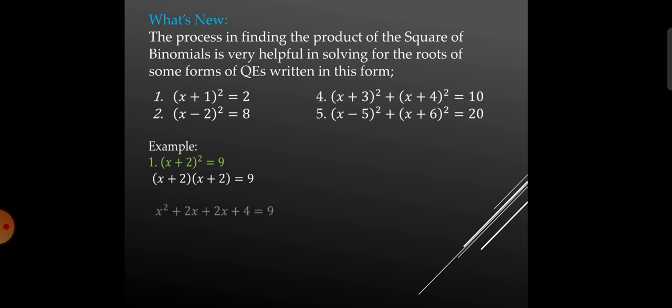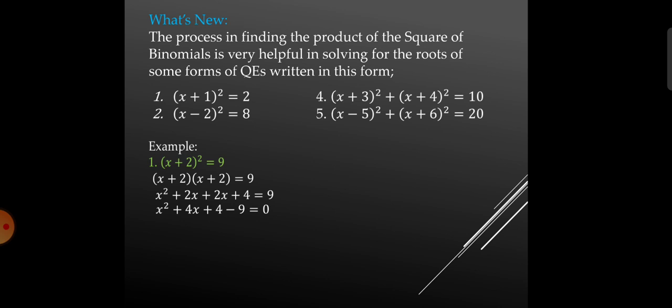X times x is x squared. X times 2, 2x. 2 times x, 2x. 2 times 2, 4. Bring down equals 9. Next, ato combine ang duha ka 2x. So, mahitabo, copy x squared plus 4x, kay 2x plus 2x is 4x.